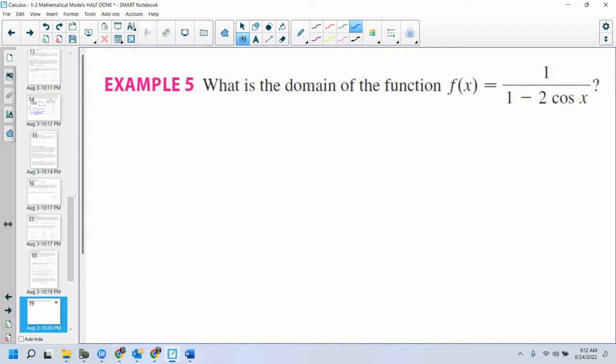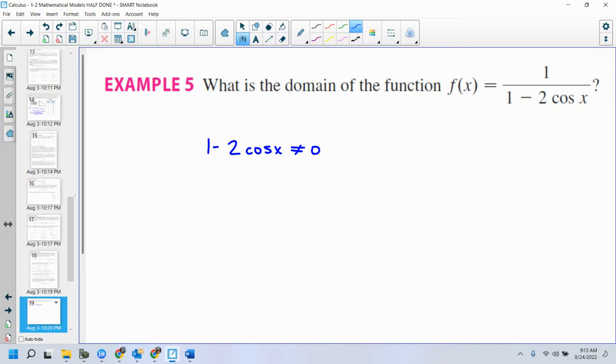Are there restrictions on the domain of a rational function? Yes. I have to say 1 minus 2 cosine x cannot be 0. The denominator cannot be 0. So I have to figure out when this is happening so that I can truly see what the domain is going to be.